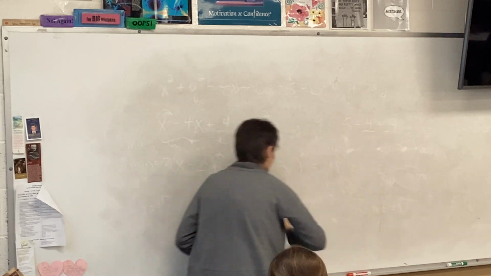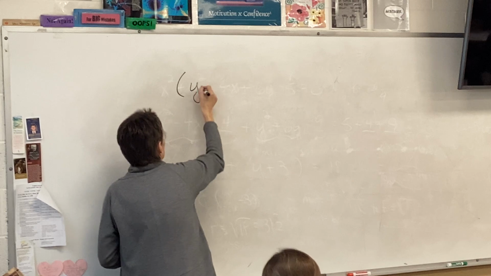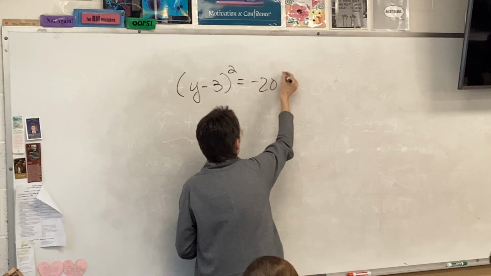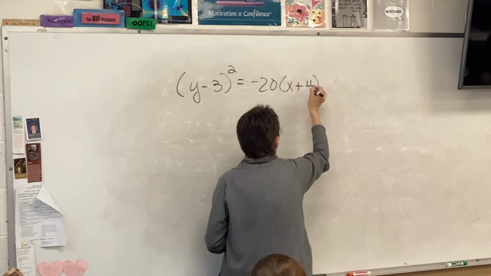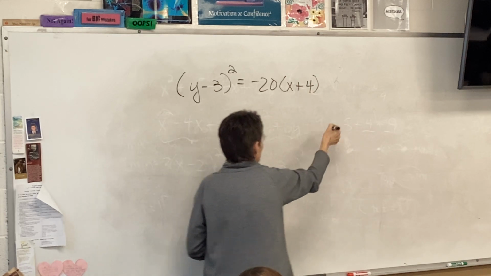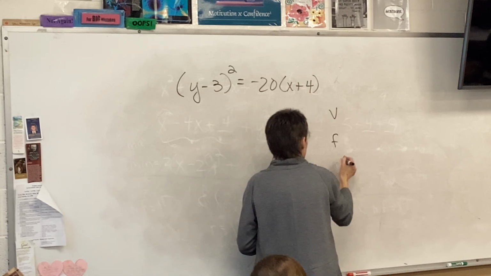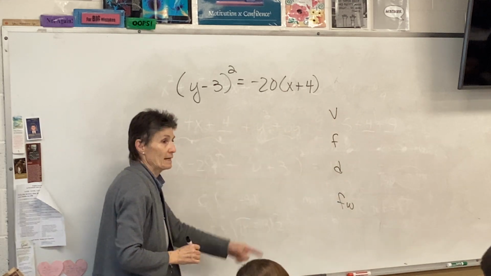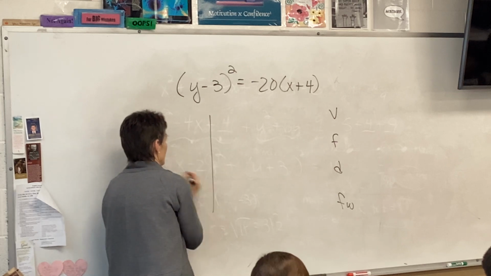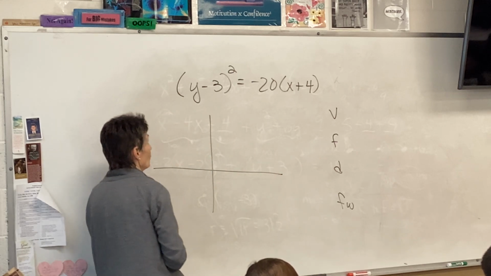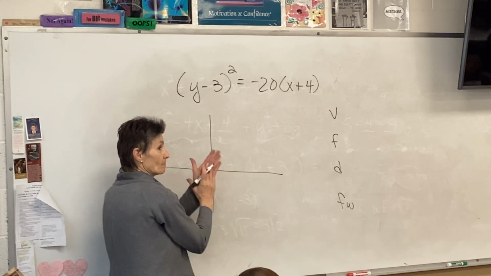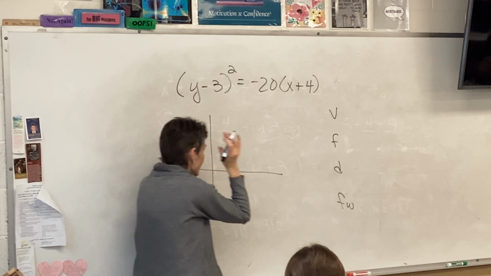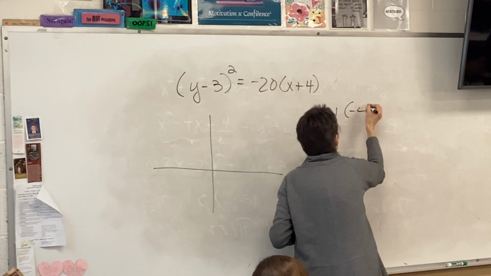The other one says something like y minus 3 squared equals negative 20, x plus 4, and you're gonna find vertex, focus, directrix, and focal width. You're gonna fill in the blanks. So where's your vertex? Negative 4, 3. Backwards.